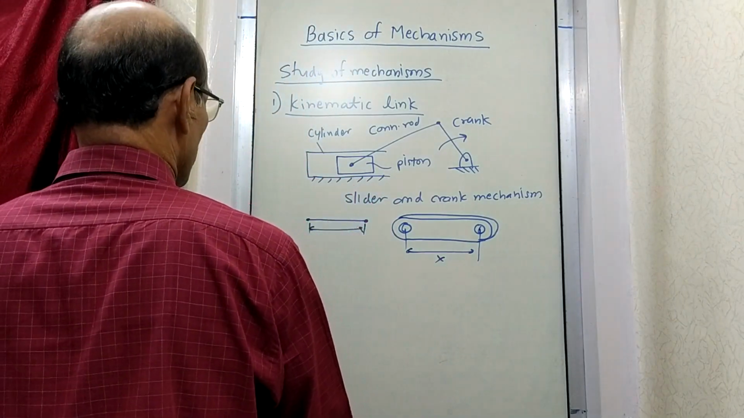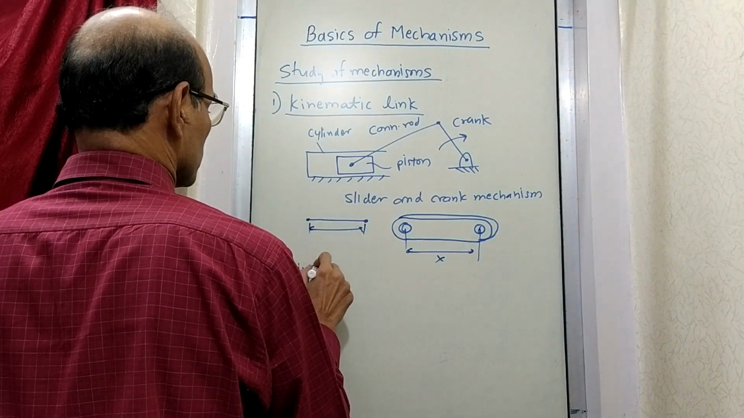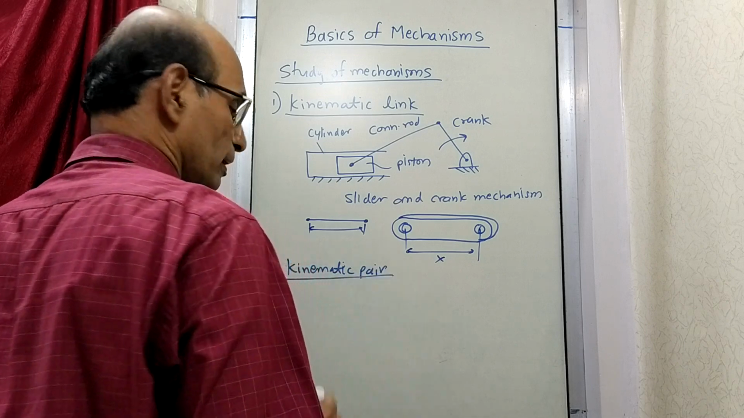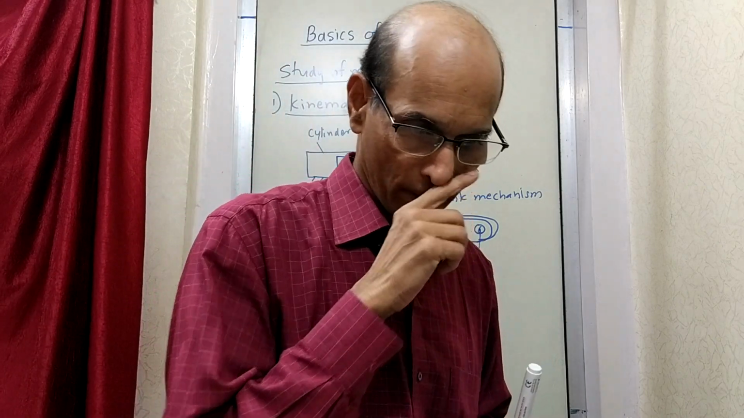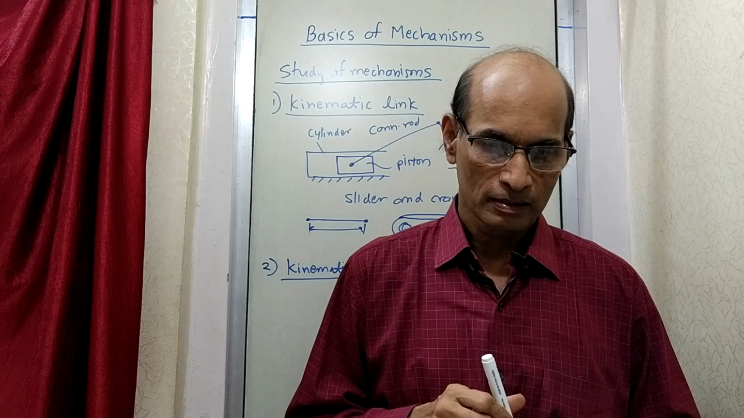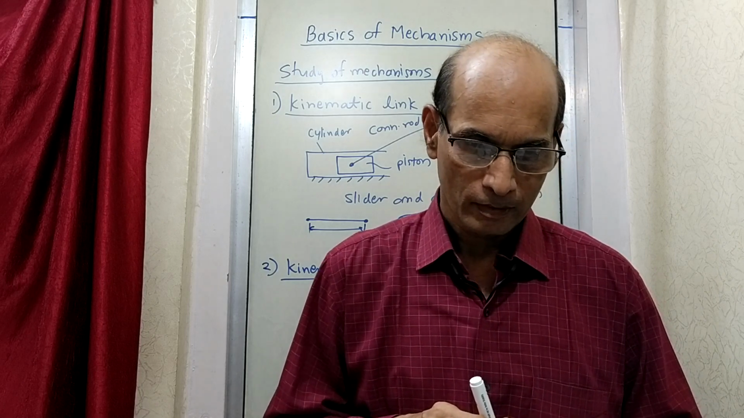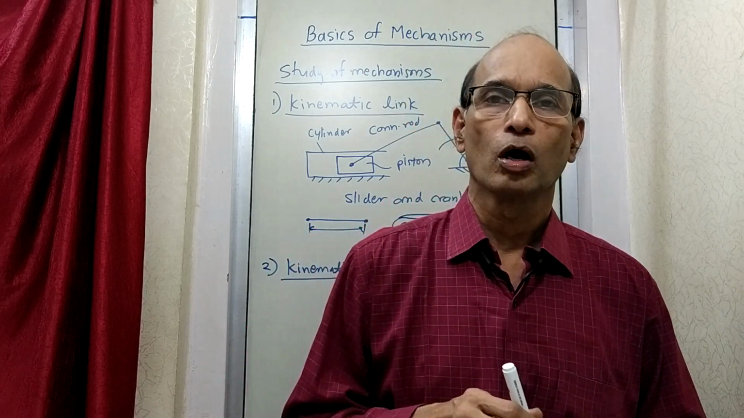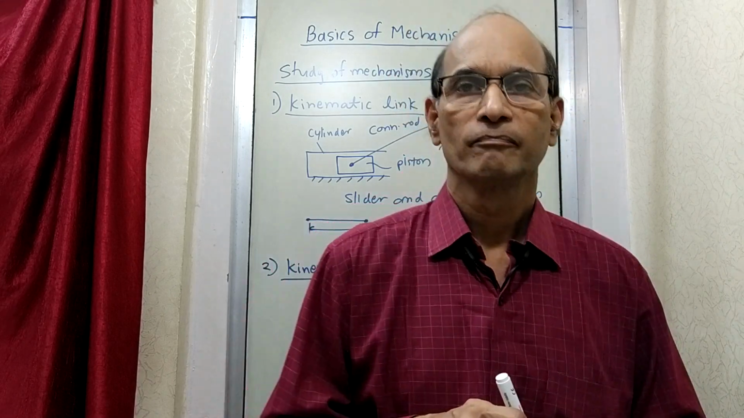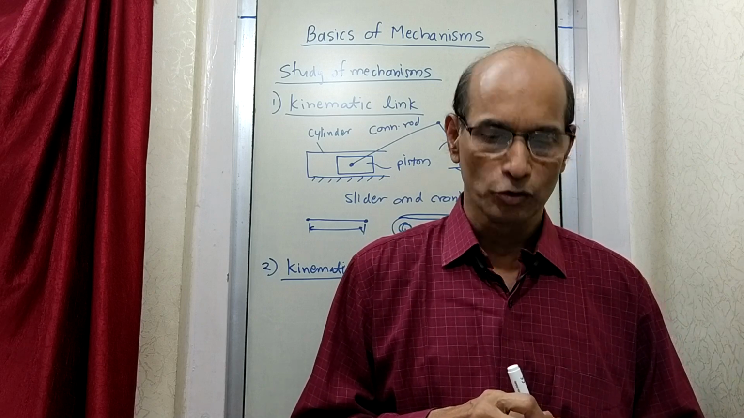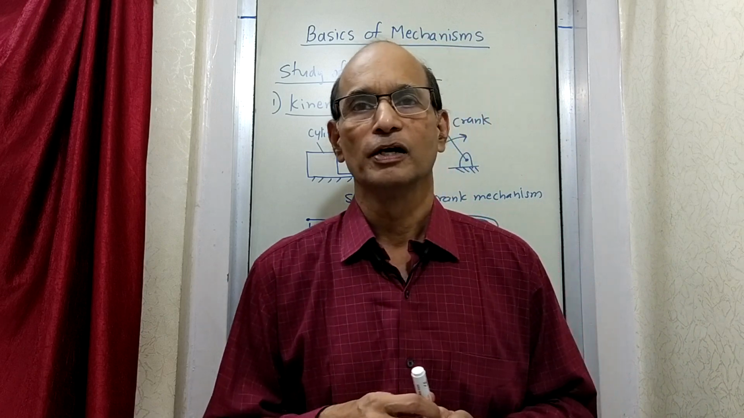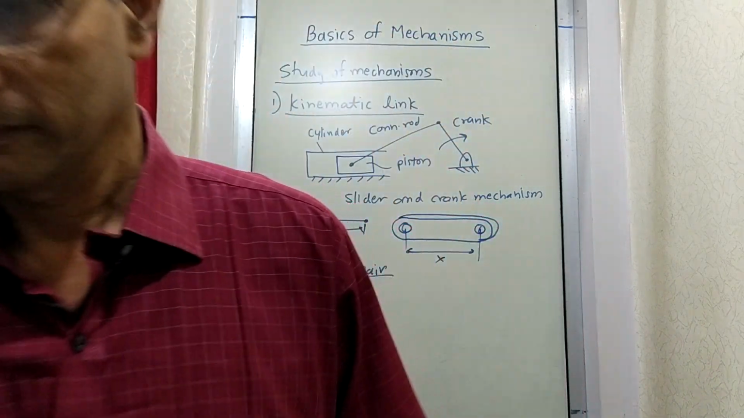Now the next is the kinematic pair. Kinematic pair, write down. When two or more links are connected together such that there exists a relative motion between these links.